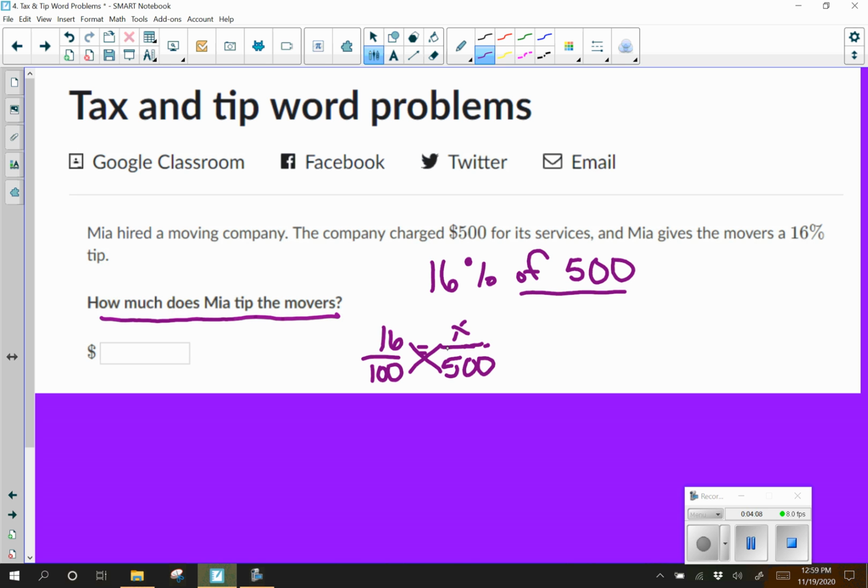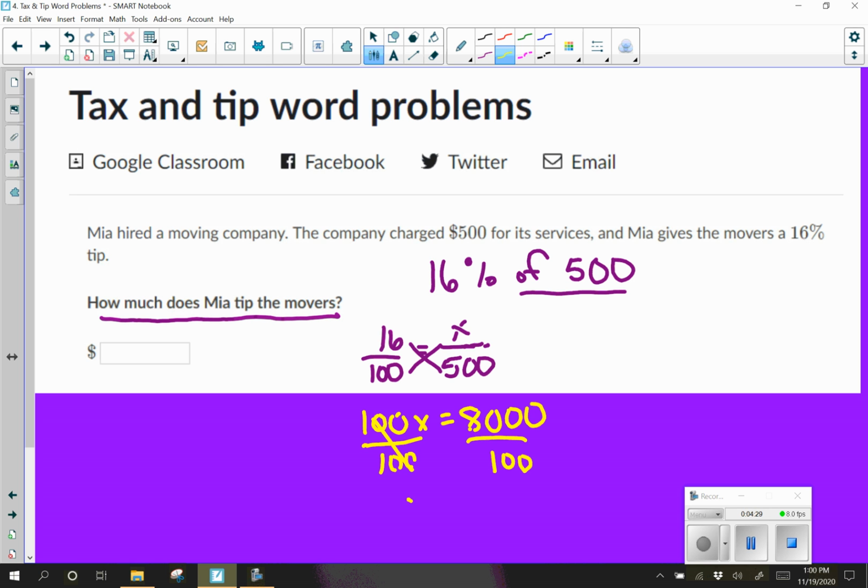Remember, we're finding our cross products first. So that would leave us with 100X equals, and then on our calculators, we can go ahead and multiply 16 times 500, which gives us 8,000. And then our last step is to divide both sides by 100.